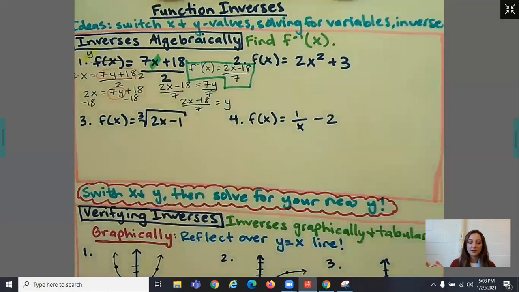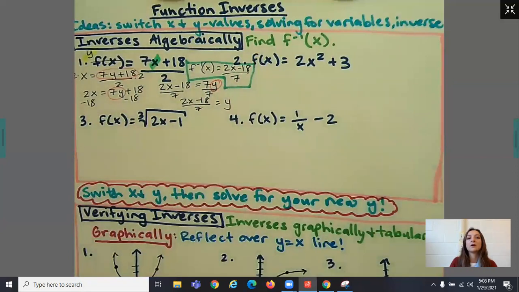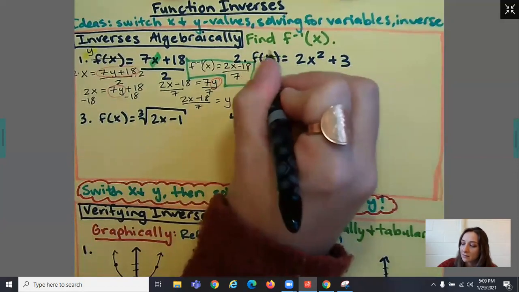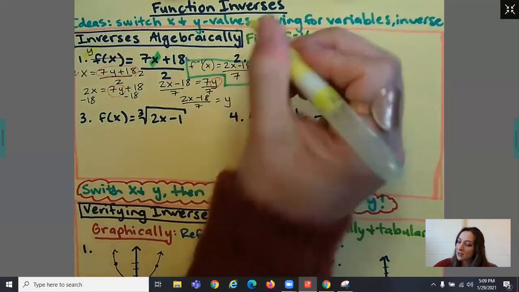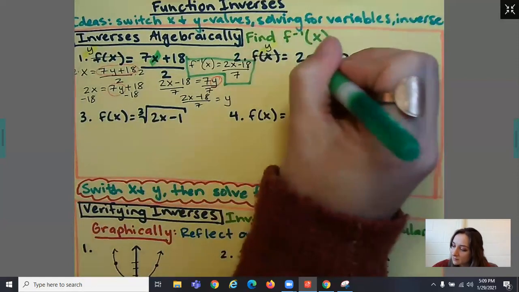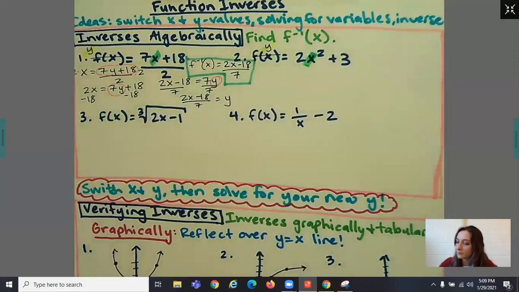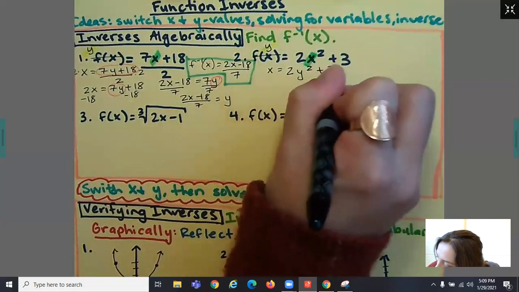Okay, so let's do another one. Let's do number 2, and everyone should be able to get the first step right. The very first step is going to be switching the x and the y values. So I'm going to switch y, and it's okay to cross this out and make it a y. I'm going to switch the y and the x. So switching this with this. All right, so here we go. x equals 2y squared plus 3.